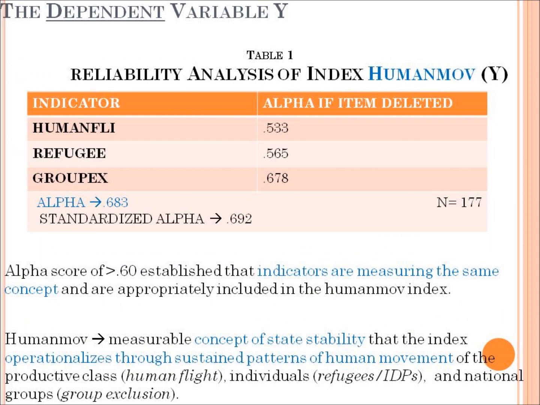For my dependent variable, I have created an index which operationalizes the concept of state stability as sustained patterns of human movement. I created this index using three separate variables from Failed States 2013 that indicate different types of human movement: human flight, refugees/IDPs, and national groups. The three together have a combined alpha score of 0.683, which is more than the threshold of 0.60, which tells us that the indicators are measuring the same concept and are appropriate for this index.